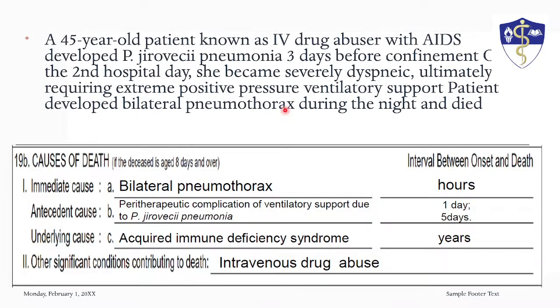Next. A 45-year-old patient known as an IV drug abuser with AIDS developed Pneumocystis jirovecii pneumonia 3 days before confinement. On the second day, she became severely dyspneic, ultimately requiring extreme positive pressure ventilatory support. The patient developed bilateral pneumothorax during the night and died. So, it's already given bilateral pneumothorax.